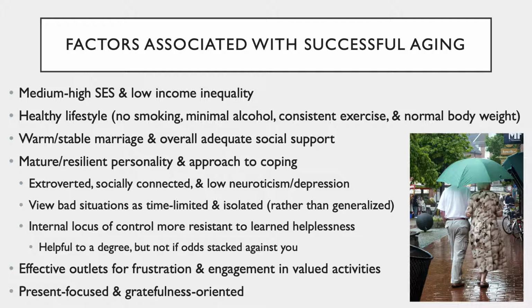Warm, stable marriages and overall adequate social support are also positively correlated with successful aging, as are mature and resilient personalities and approaches to coping. It tends to be that extroverted individuals, those who have meaningful social connections, and who score low on measures of neuroticism and depression, tend to fare best.